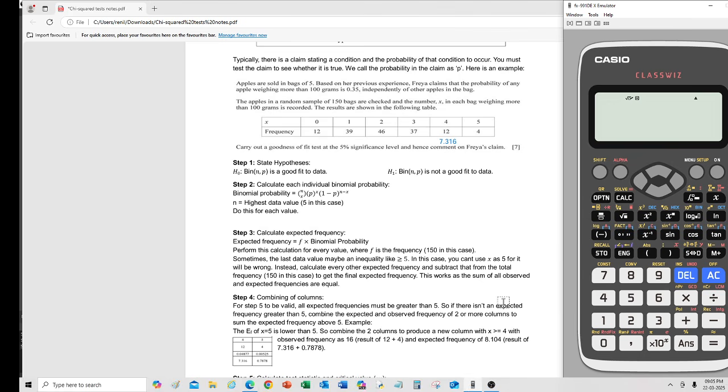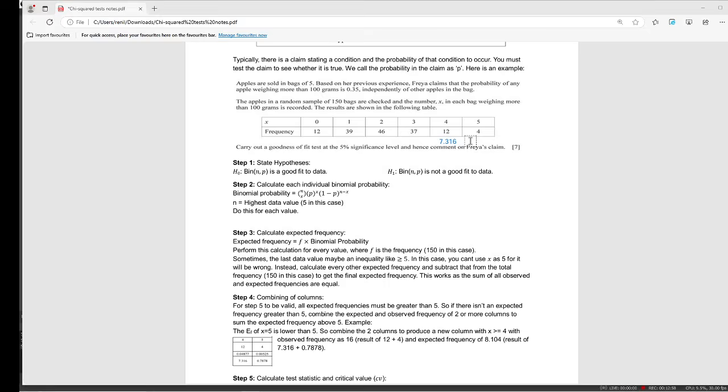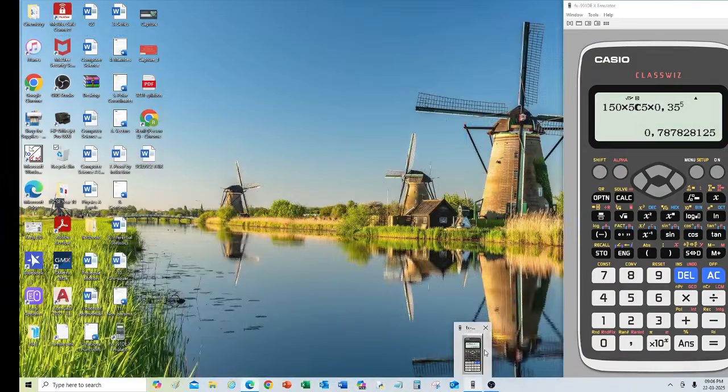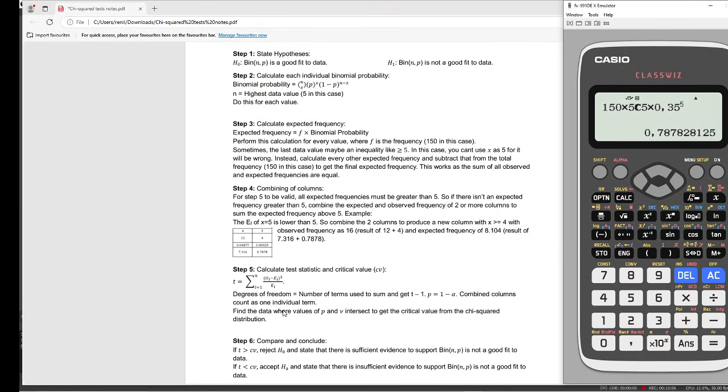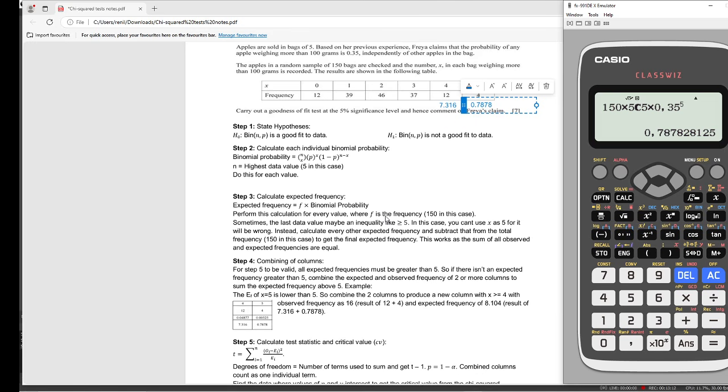And how we do that is also the same method as we've done. So frequency times the binomial probability, which is 5 combination 5 times 0.35 to the power 5, and then we get 0.7878, an extremely low value, which is definitely lower than 5, meaning that our calculation over here, step 5, cannot be valid. It cannot be valid if our expected frequency is less than 5. So what we do is that we combine the two columns here.